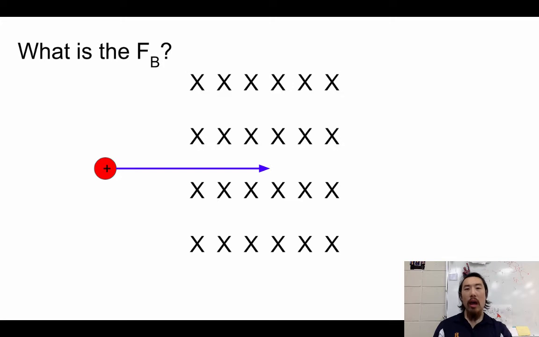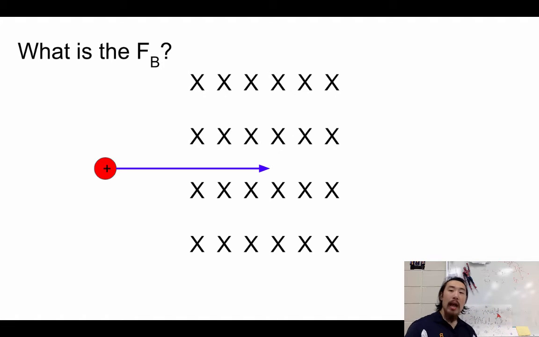Let's get some practice. All right, so get your right hand ready. Remember, thumb is force, pointer finger is direction of charge, and middle finger is the field. So I see here we have a moving charge and it's moving to the right. The field, middle finger, is going into my screen, and my thumb will now represent the force. So the force that this moving charge will feel as it's moving through this field is directed upwards.